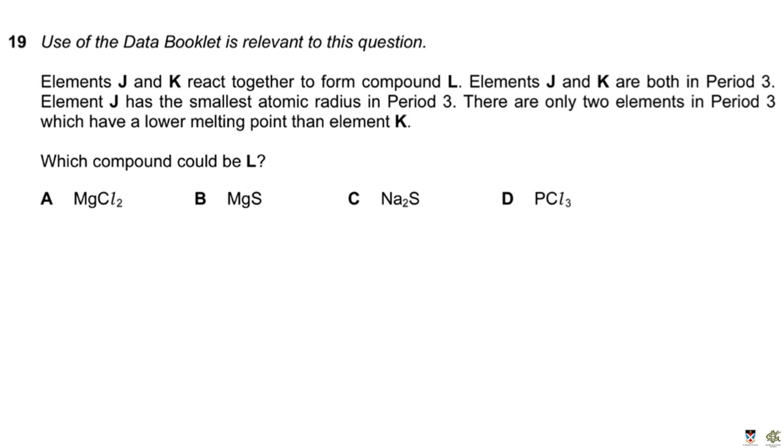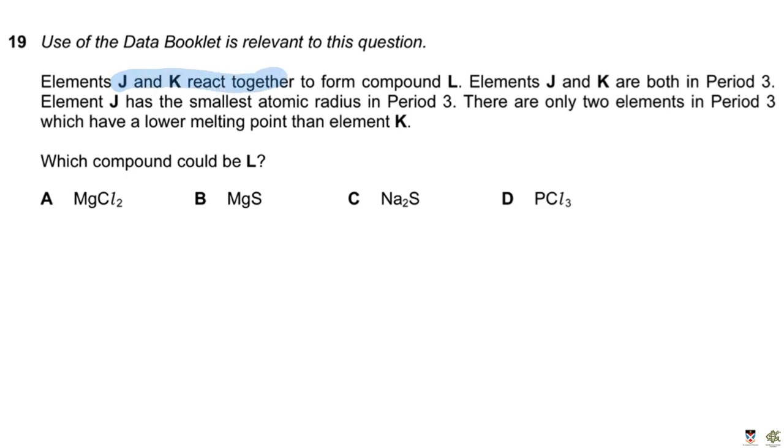Elements J and K react together to form compound L. J and K are both in period 3. Element J has the smallest atomic radius in period 3. And there are only 2 elements in period 3 which have a lower melting point than element K. Which compound could be L? So you need to know your trends pretty well to answer this question.